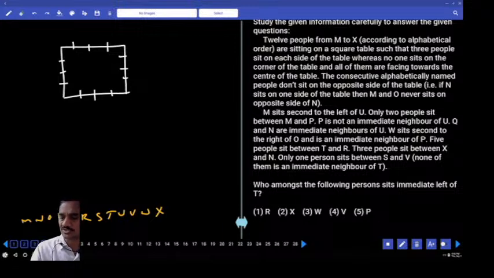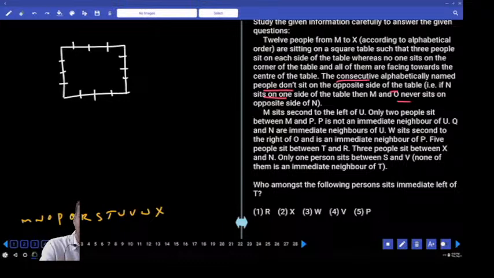And all the persons are facing towards the center, and consecutive alphabetically named persons do not sit on the opposite side of the table. That means if N sits at one of the sides of the table, M and O cannot be on the opposite two sides, isn't it? That means if N is here, M or O cannot be at this place, cannot be in that side at all, not only that place, in that side.